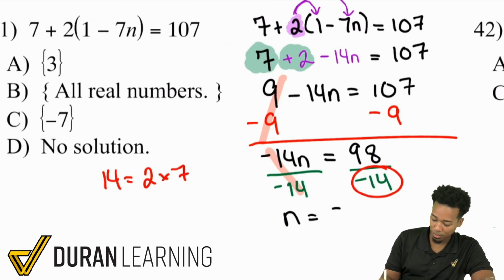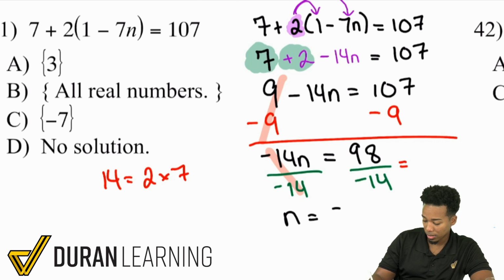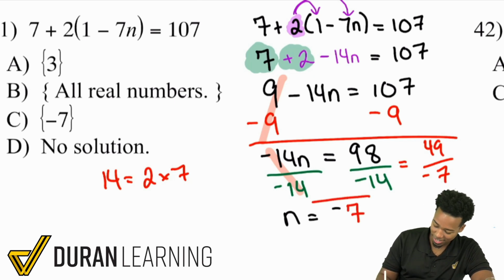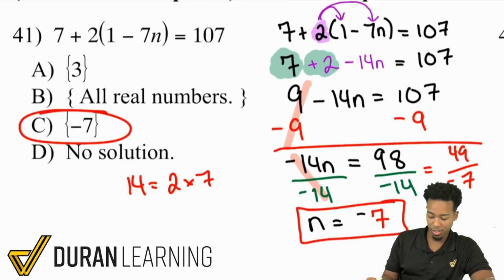So if you're dividing by 14, just divide by 2, then divide by 7. 98 divided by 2 is the same thing as 49 divided by 7. And what's 49 divided by 7? 7. And so it's going to be negative 7. Booyah, right there. And so n equals negative 7, and there it is.